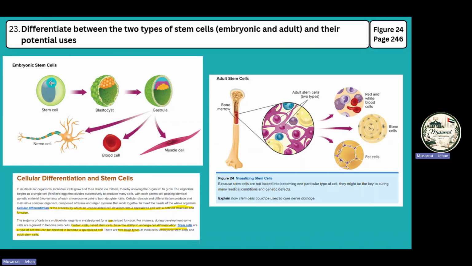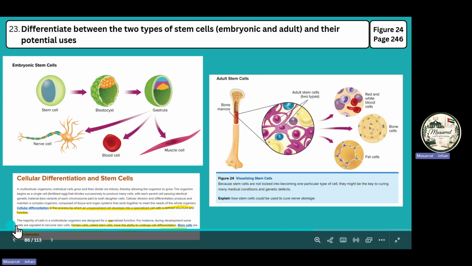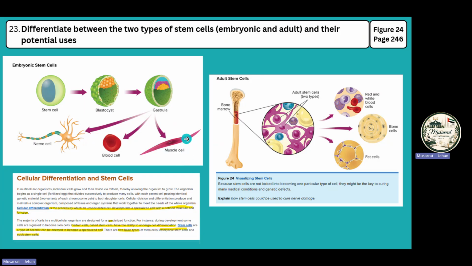Stem cells are of 2 types, embryonic stem cells and adult stem cells. They want you to differentiate between the 2 types of stem cells. You know that when the embryo is being formed, the cells divide, but they are not specialized. They will specialize or differentiate later and form different types of cells. That is called cellular differentiation. Cellular differentiation is a process by which an unspecialized cell develops into a specialized cell with a defined function and structure.